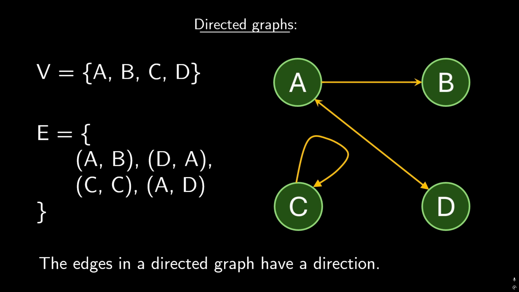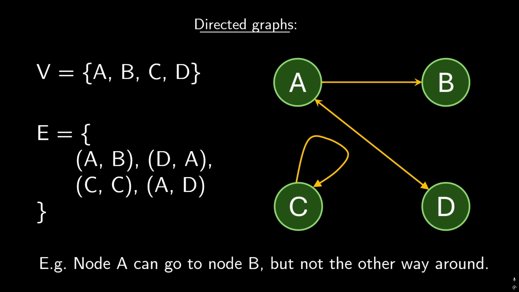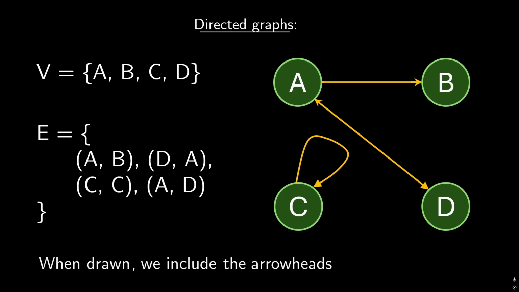So edges in a directed graph have a direction, right? So think of the directed graph as saying there is a direction. Okay, so like I mentioned, node A can go to B, but not the other way around. This is something that's important to take note for directed graphs, right? So this time around, when we draw it, we actually do include the arrowheads. We don't want to omit them, right? This is a sign to everyone that the graph is directed. Okay, so that was direction.